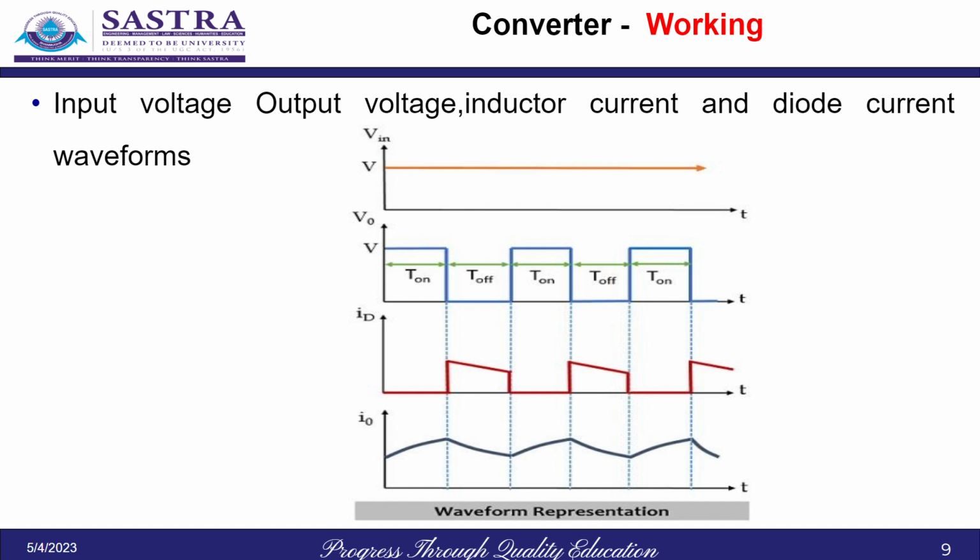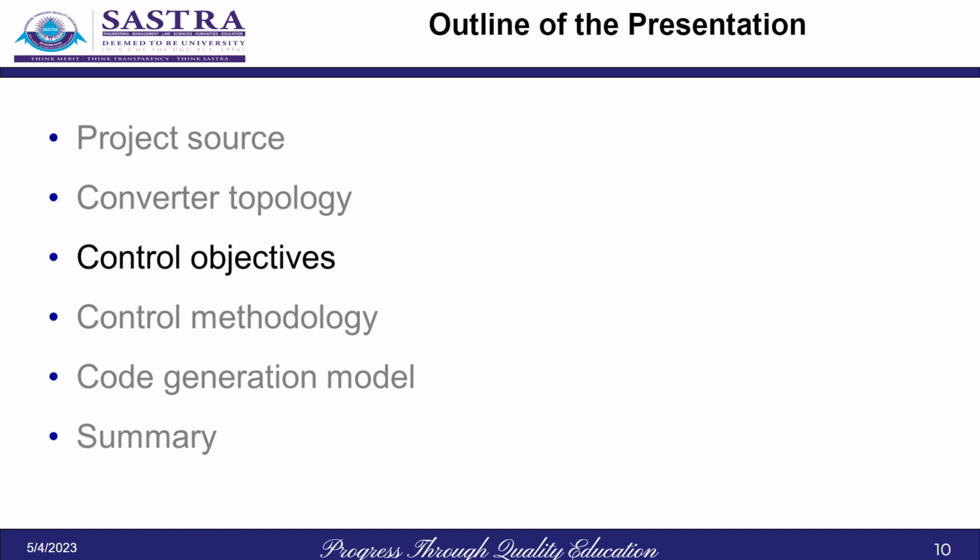So in the next waveform, you could clearly see the on and off. During the on time period, the output voltage will be equal to the input. During off, it will be equal to zero. So the diode current during that period will be rising and falling like a trapezoidal waveform. Similarly, the I naught current, the output current that is flowing through the load, will be of this kind of waveform. In the next slide, we will be seeing about the control objective. Why are we going for a control?